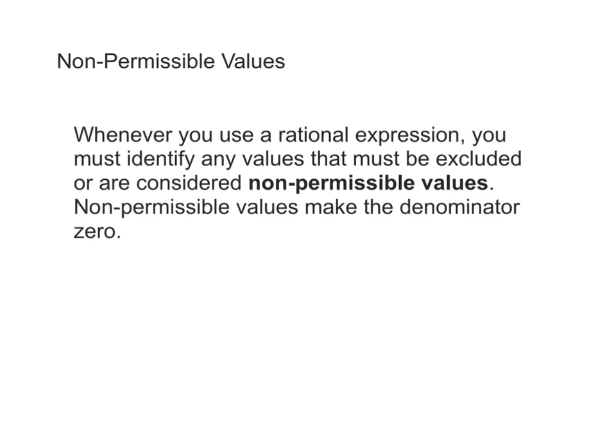Before we get into a whole bunch of work with rational expressions, we're going to talk about something called non-permissible values. Whenever you use a rational expression, you must identify any values that must be excluded. Those values are called non-permissible values. What it means is you have this expression that's only defined for certain values of the variable. So if the variable equals a certain thing, then that expression is not defined. It doesn't exist.